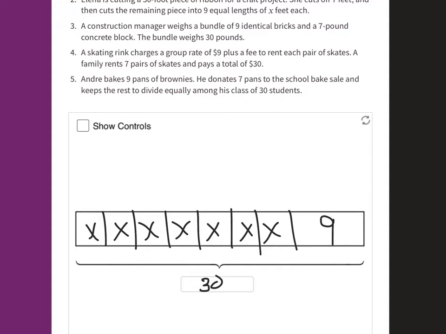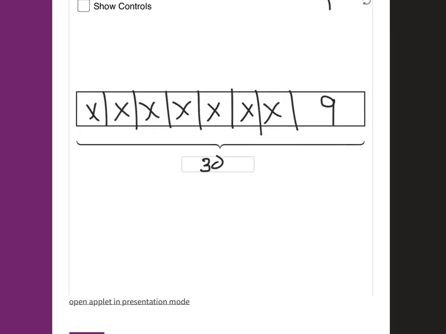All right, moving on. Number 2. Elena is cutting a 30-foot piece of ribbon for a craft project. She cuts off 7 feet and then cuts the remaining piece into 9 equal lengths of X feet.